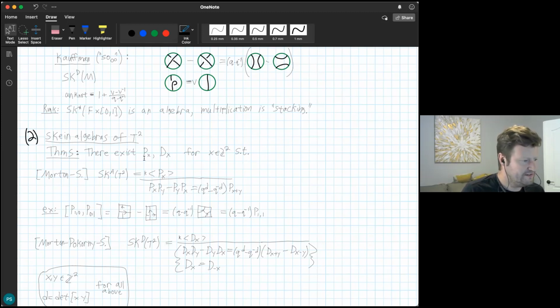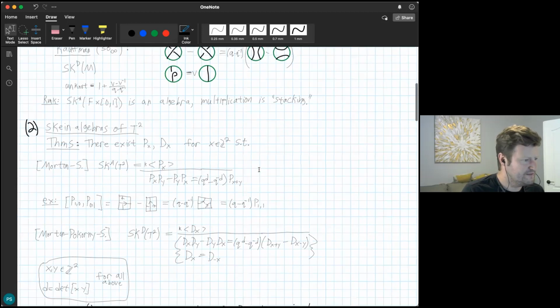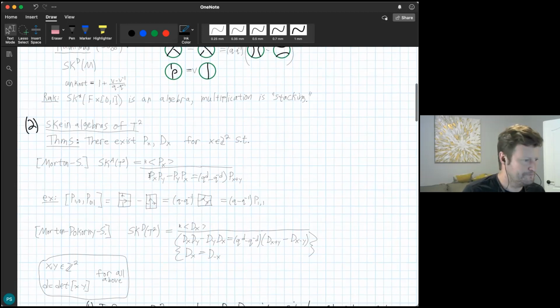So these generators satisfy some simple commutation relations. If I take the commutator of P_x and P_y, I get some constant times P_{x+y}. I wrote out this first example here. If I pick x and y to be simple, like (1,0) and (0,1), then they represent these two curves here.